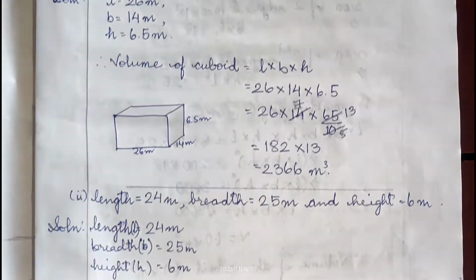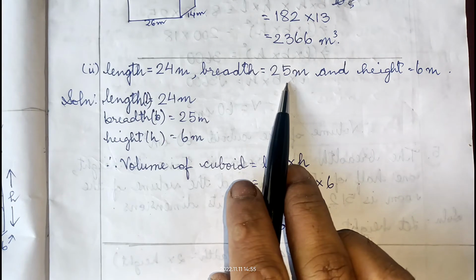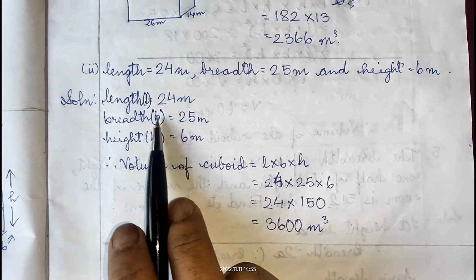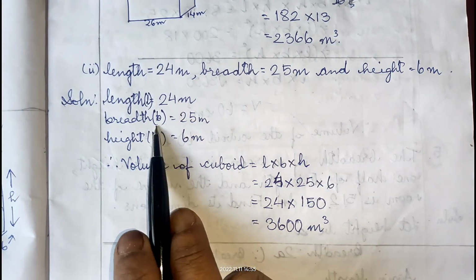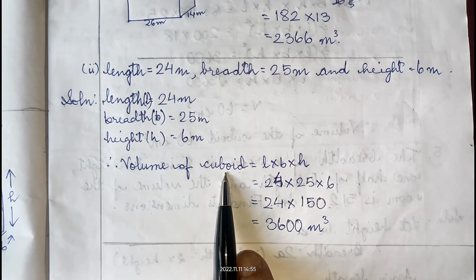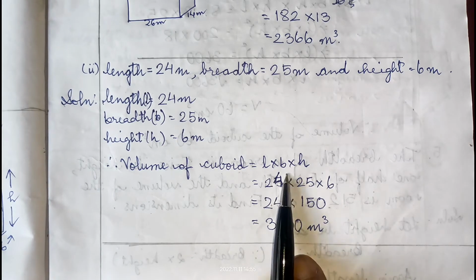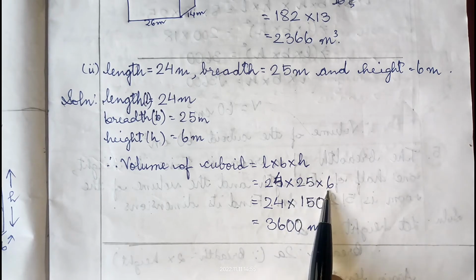In part 2, it is given that length is 24 meter, breadth is 25 meter and height is 6 meter. So here L is 24, breadth is 25 and height is 6 meter. Volume of the cuboid, we know the formula, it is L into B into H. Length is here 24, breadth is 25 and height is 6.